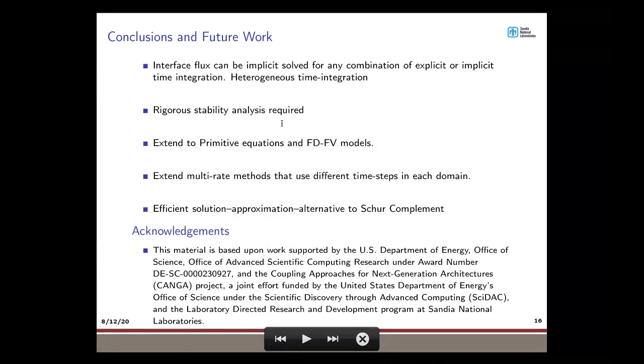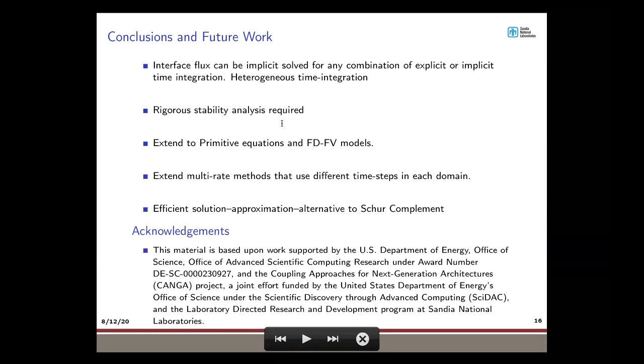Another work in progress is extending this to multi-rate methods where you use different size time steps or even non-matching time grids in each domain, while still trying to achieve conservation. I think this is realizable in this framework as well, this variational framework. You just have to think in a more space-time way.